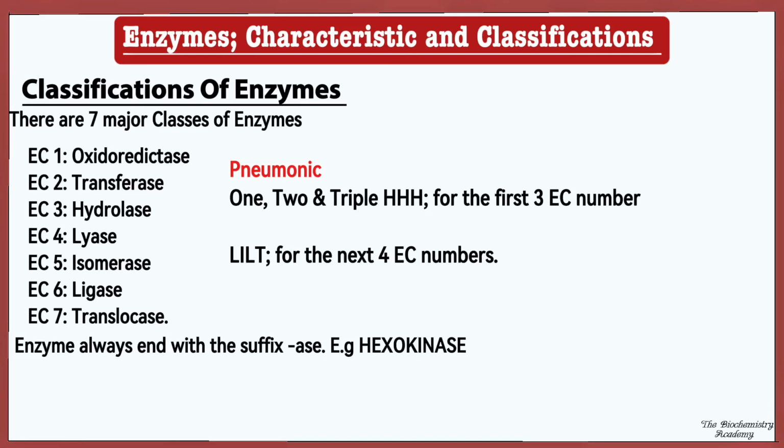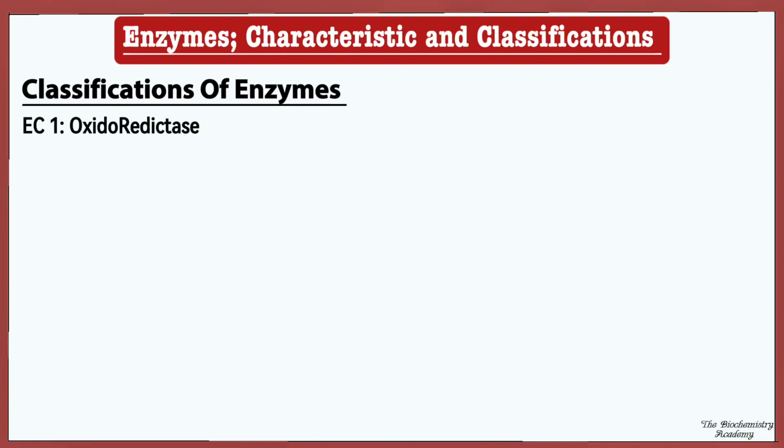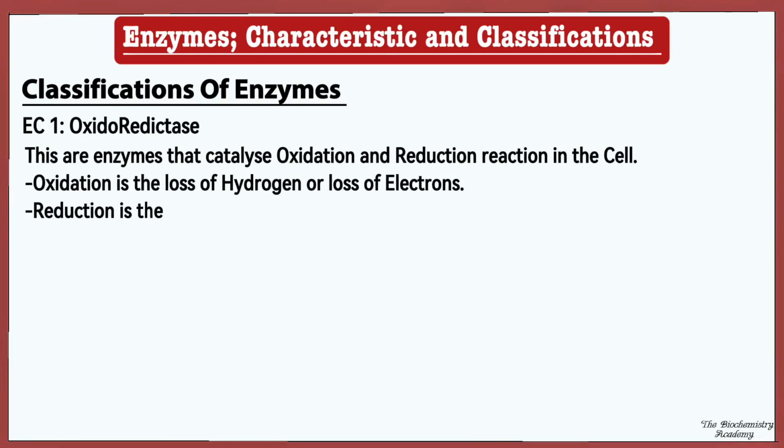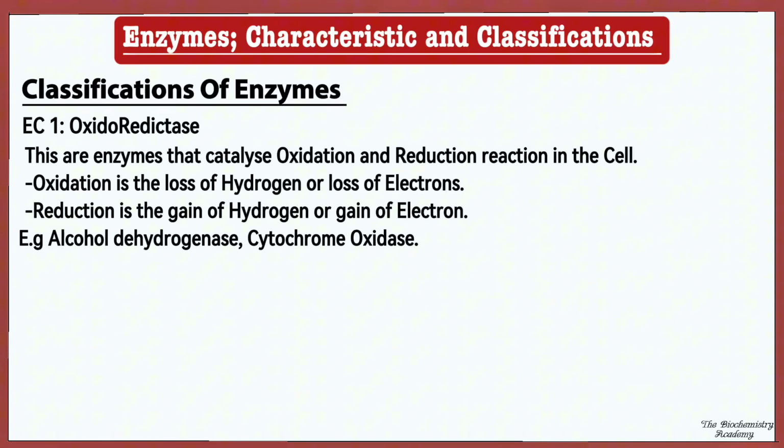So let us look at the first classification of enzyme. We say EC1 is oxidoreductase. Now, they are enzymes that catalyze oxidation and reduction reactions in the cell. And if you remember in one of our videos, we said that oxidation is the removal or the loss of hydrogen or the loss of electrons, while reduction is the gain of hydrogen or the gain of electrons. Now, examples of enzymes in this first classification are alcohol dehydrogenase and cytochrome oxidase.